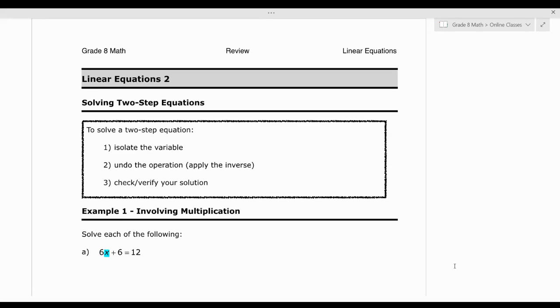The next part to reviewing linear equations involves looking at types of questions that involve two-step equations. What I like to think about is if I want to solve a two-step equation, I first want to isolate the variable. And as a reminder, this just means you want to get your letter by itself.